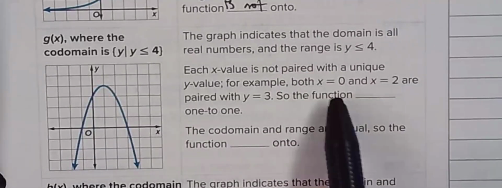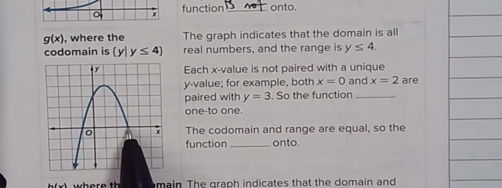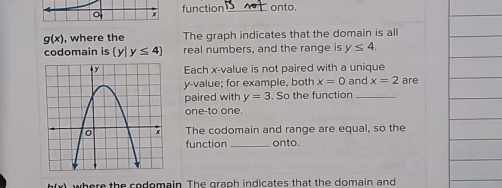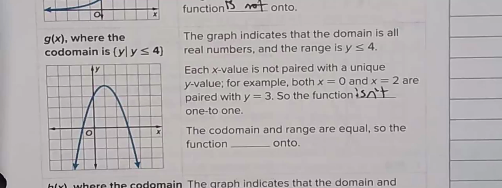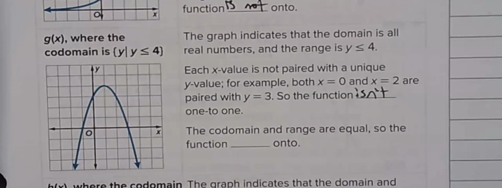For example, both x equals 0 and x equals 2, right here and right here, are paired with y equals 3 right there and right there. So the function, in terms of one-to-one, yes or no? No, it is not one-to-one. It is a function. It is not one-to-one. But because the codomain was adjusted and it now matches the range, onto, yeah, it is onto.